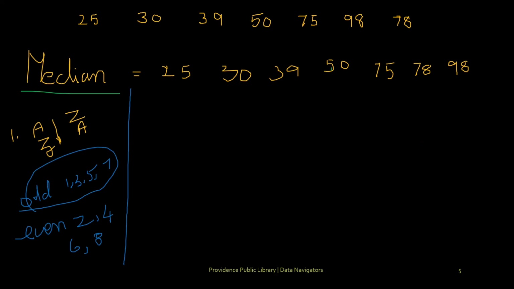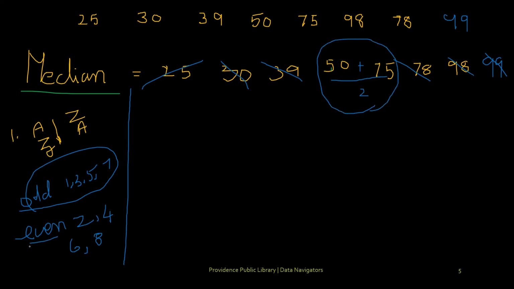If it is an even number, let's say that I have one more data point here. Let's say after 78, 98, let's say 99, okay? Now let us eliminate both ends, okay? I'm eliminating this, strike, strike. Eventually I don't have anything else, right? So I am left with these two middle values. Add these two and divide by 2. This is the median in case of even number. You got it? Yeah, I got it.